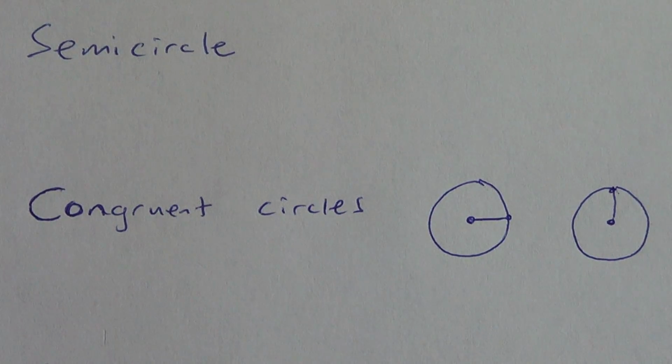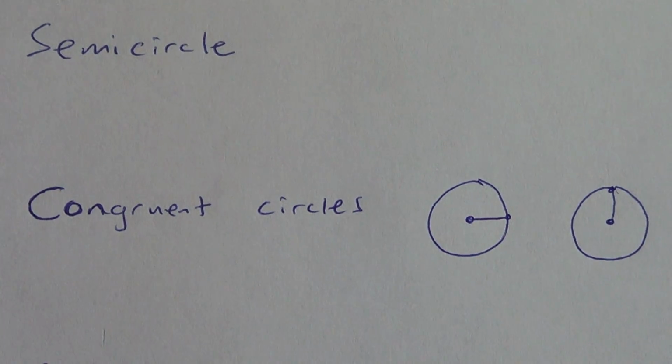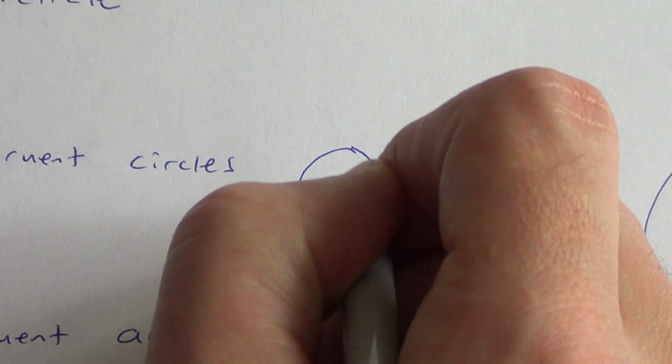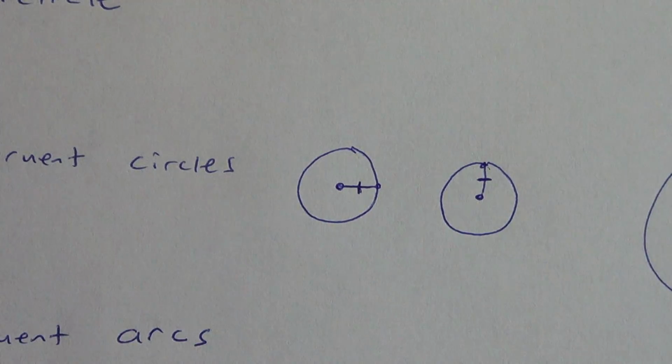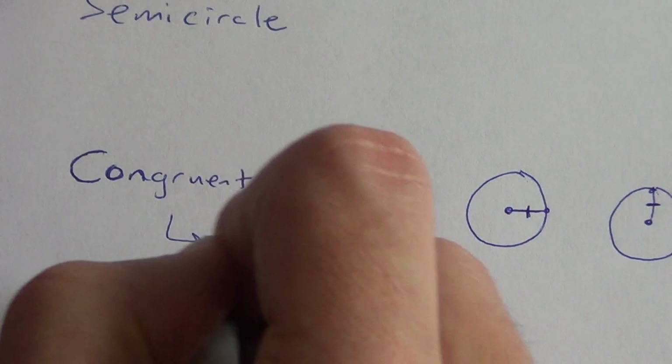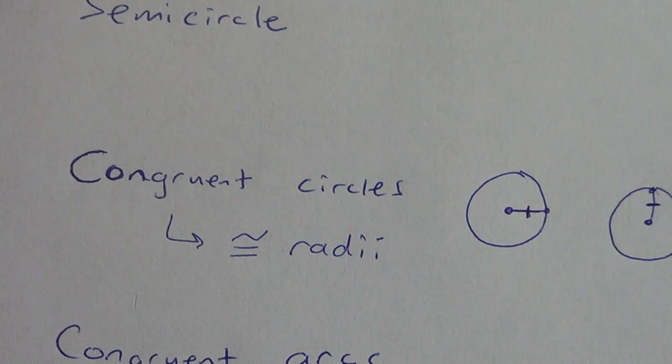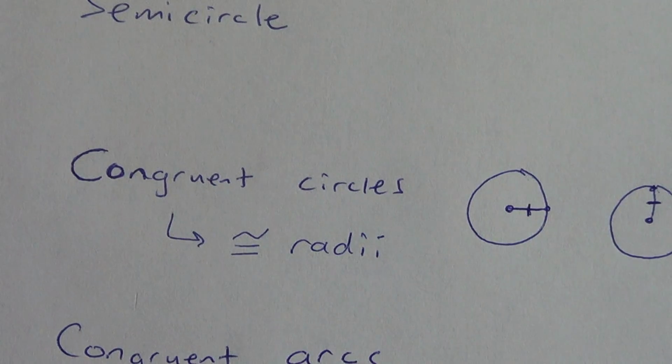What do you think would need to be true about these two circles in order to say they are congruent? Well, the circles would have to be the same size, right? Well, how do we really tell the size of a circle? What's the easiest thing to tell? Well, the easiest thing to tell is their radius. Congruent circles will have congruent radii. Remember, radii is plural for radius. Congruent circles have to have congruent radii.